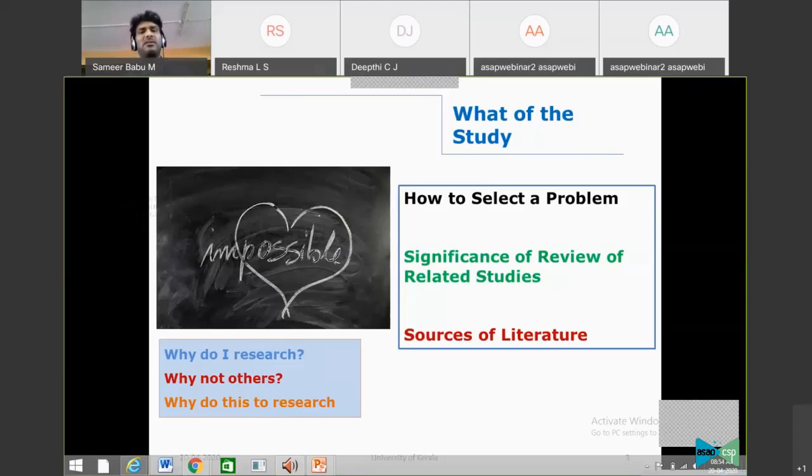Similarly, we have dailies, newspapers, other magazines. We have TV shows, websites, blogs. All these are secondary sources of information. Now you know how to search related literature.